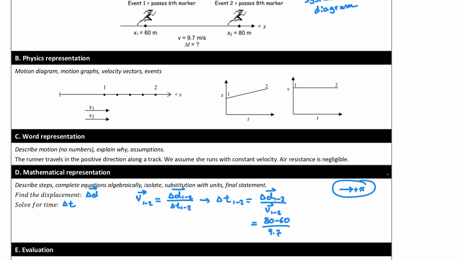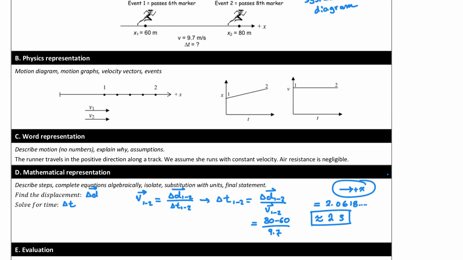When I do all of this on my calculator, I will get an answer of 2.061855, and it keeps continuing. But based on my numbers, I have one significant figure in my positions, and if I'm subtracting them, I still have one significant figure, and when I divide it, I still have one significant figure. So my final answer should be rounded to 2. My unit here is seconds, and that is my final answer.